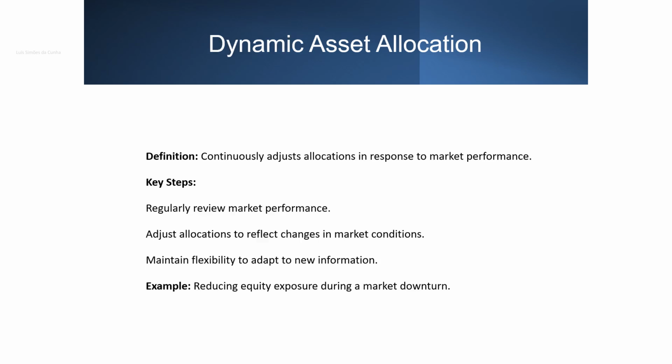Dynamic asset allocation continuously adjusts allocations in response to market performance. The key steps include regularly reviewing market performance, adjusting allocations to reflect changes in market conditions, and maintaining flexibility to adapt to new information. For example, reducing equity exposure during a market downturn can help mitigate losses.